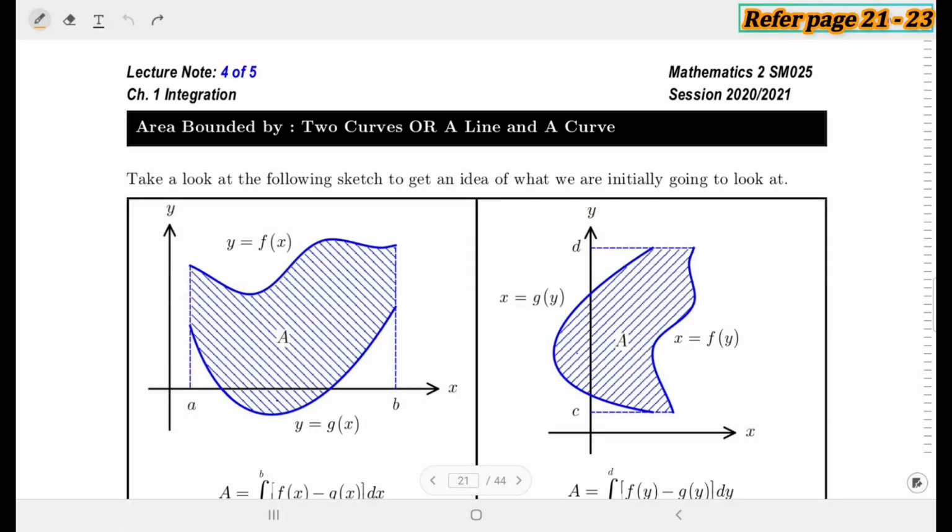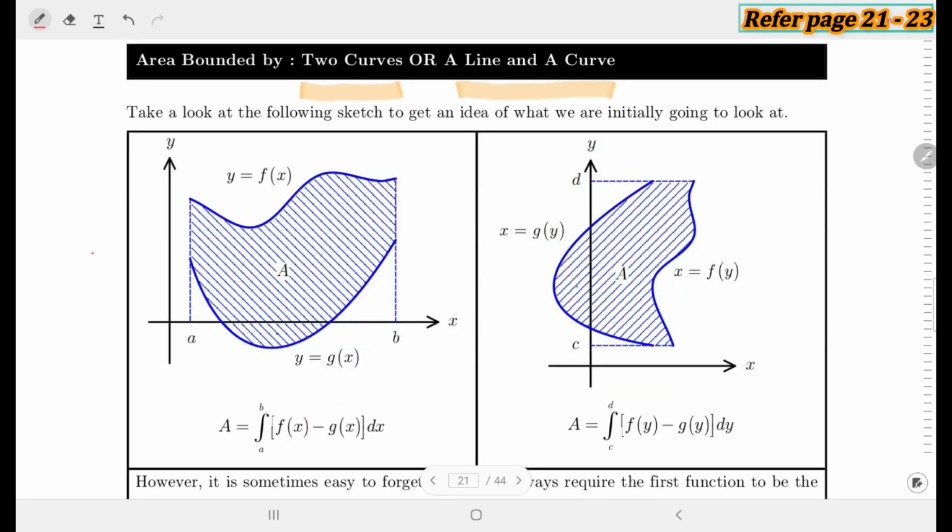Okay, now we move to when the area is bounded by two curves, or a line and a curve. So now we look at these two sketches. These two sketches have two functions, y equals f(x) and y equals g(x). For this case, how are we going to find the area? We subtract the lower function, g(x), from the upper function, f(x). So this would be the formula when we have two curves or two functions.